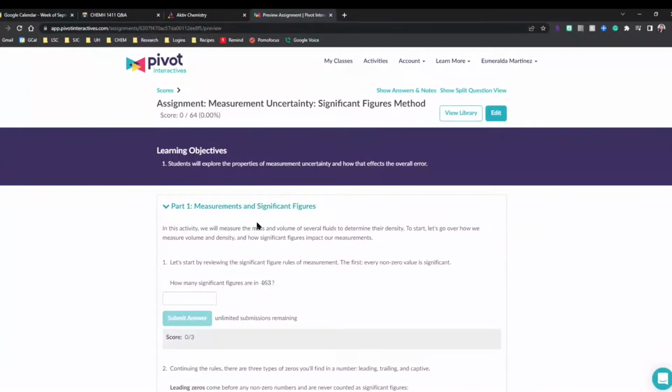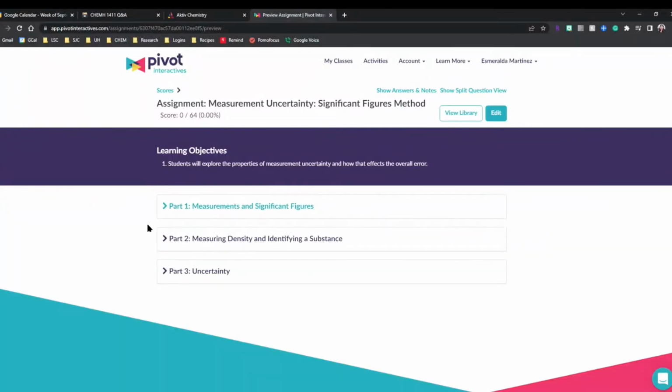So this is lab 1. You will see there are 3 parts. Part 1, we start off just talking about sig figs, which you have learned in lecture. And then we go on into measuring density and calculating it and identifying a substance from there. And then we follow up with some questions about uncertainty.